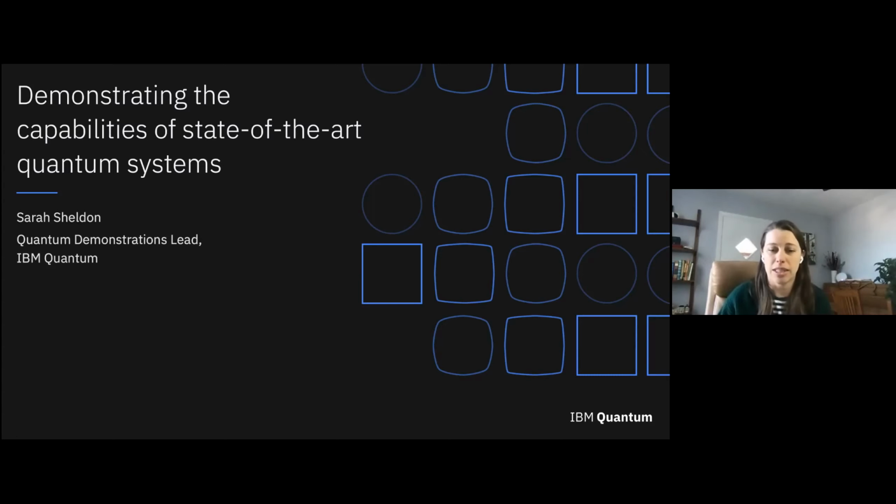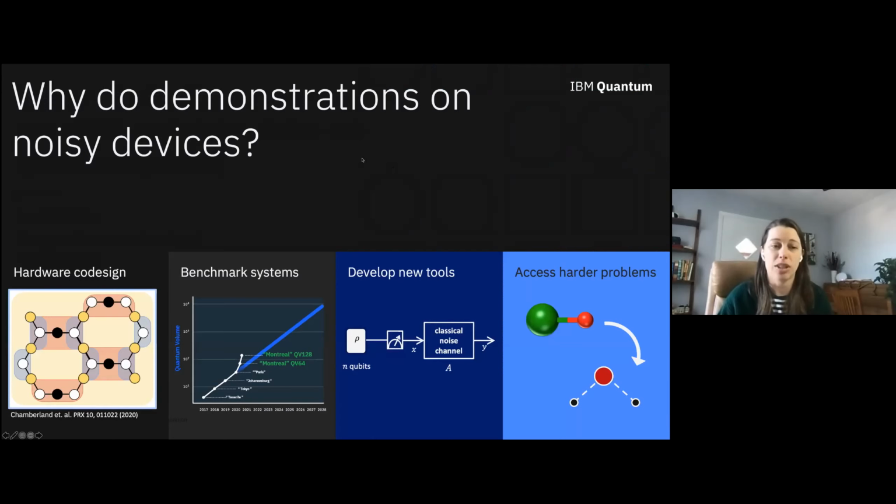So the focus of this talk is really going to be on answering this question: why should we do demonstrations on near-term devices when we know that they're noisy and we don't have error correction, and we haven't shown that we can do something useful yet? And I think the answer to this is really that we're trying to push towards being able to look at harder and harder problems and eventually get to that holy grail of quantum advantage.